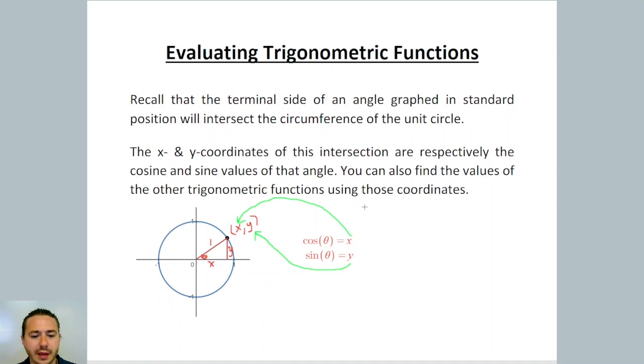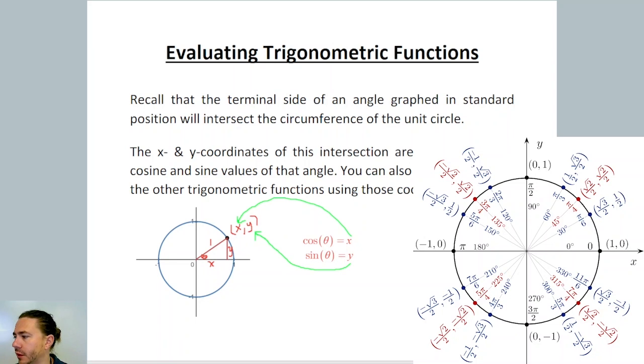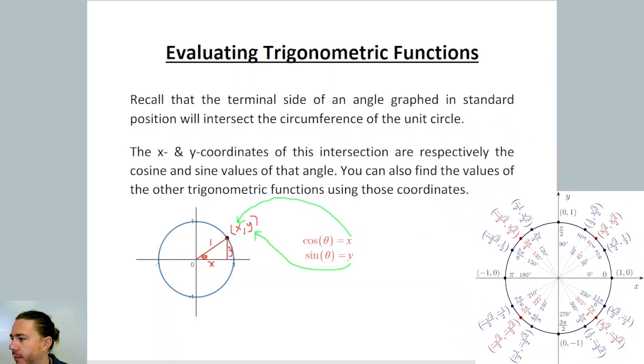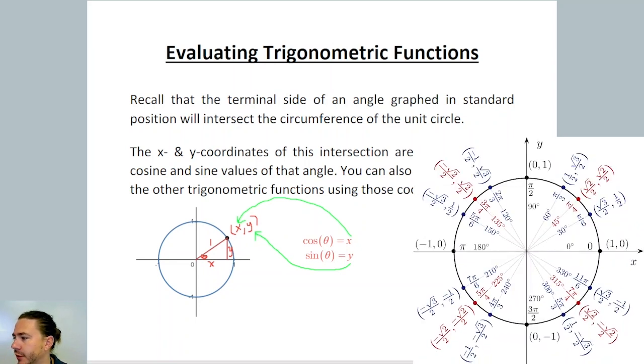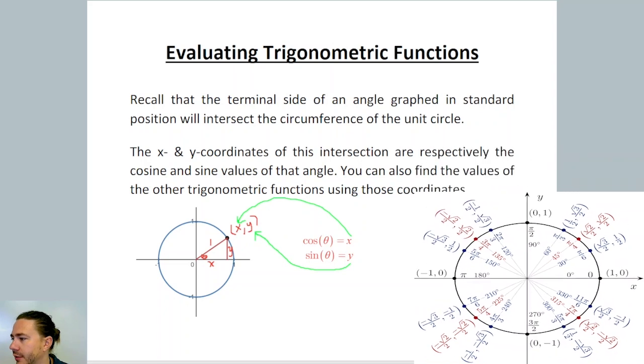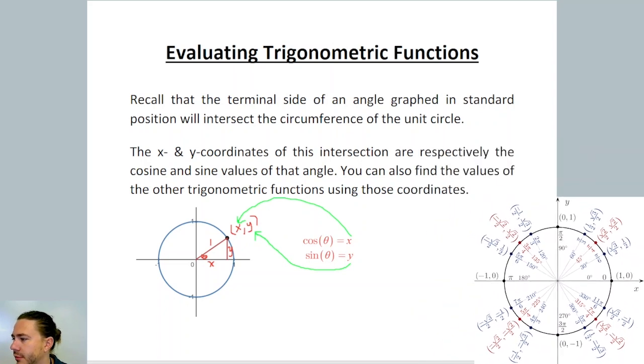Okay, so you've already filled out your unit circle. And in fact, let me go ahead and bring it up so you can see it while we're going through this. There it is. I'm just going to hide this down here. Oh well. There we go.